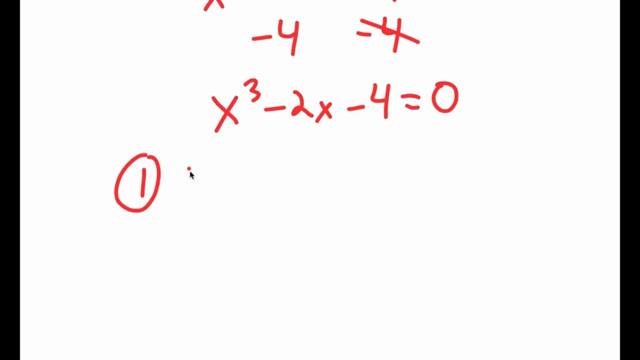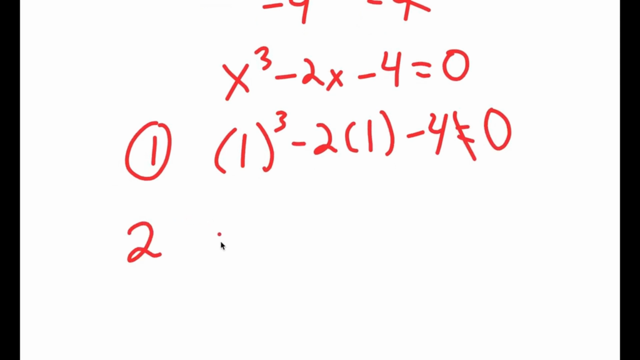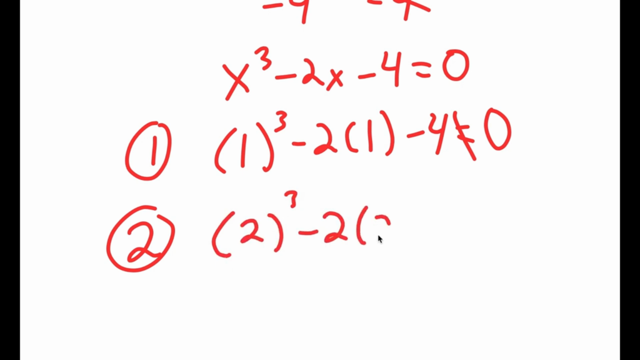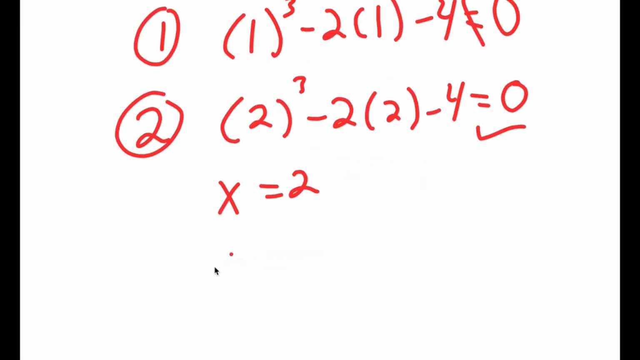If x is equal to 1, then I get 1 to the power of 3 minus 2 times 1 minus 4, which does not equal 0. Now if x equals 2, I get 2 to the power of 3 minus 2 times 2 minus 4. 2 to the power of 3 is 8. 8 minus 2 times 2 is 4, and 4 minus 4 is 0. So this does equal 0. So 2 is a solution. To be more precise, x equals 2 is a solution, meaning x minus 2 is equal to 0.